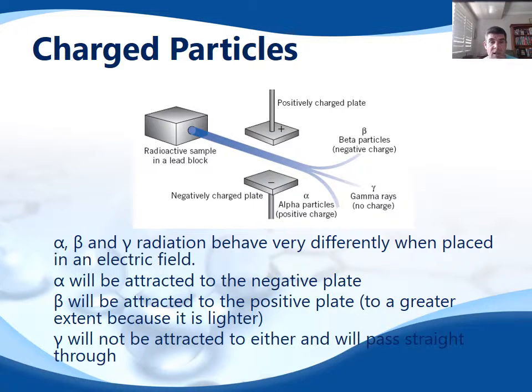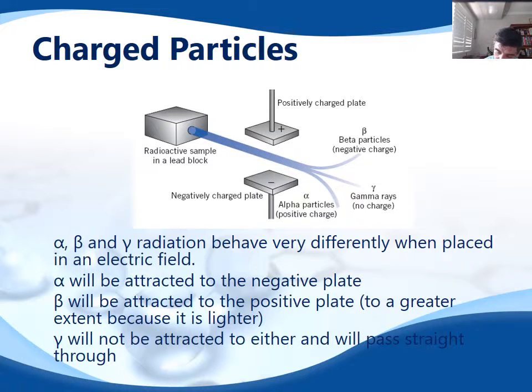We can identify charged particles because of the way they interact in electric fields. So when we fire different alpha, beta, and gamma emitters and allow those particles to pass through electric fields, we can see how they are deflected in those fields to get a sense of the actual charge.